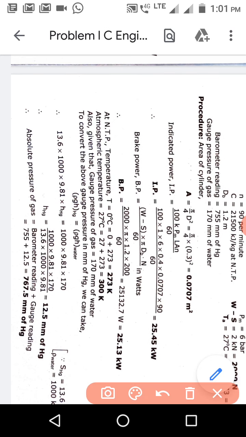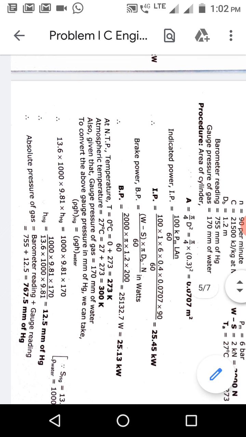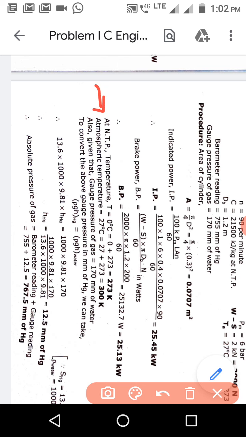So here, at normal temperature pressure the temperature will be 0 degree Celsius. We have calculated this in Kelvin, 273. Atmospheric temperature is given, that is equal to 27 degree Celsius, so we got TA equal to 300 Kelvin. Now in this problem, gauge pressure is given in water column. It is given in water column. So we have to convert this gauge pressure into mercury column.